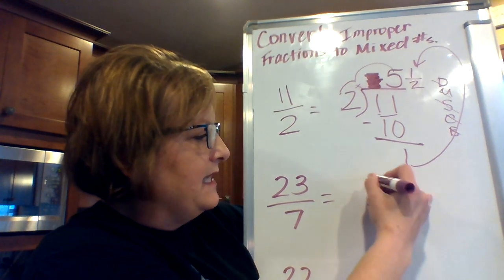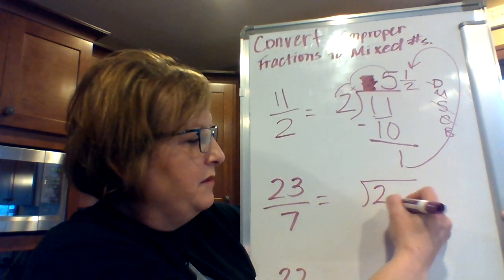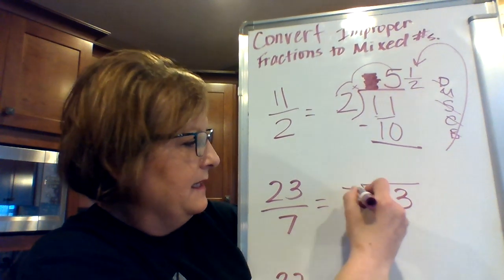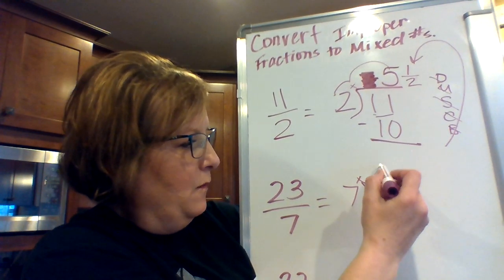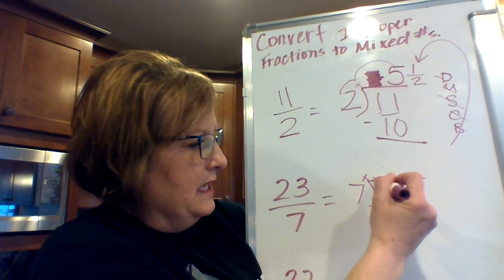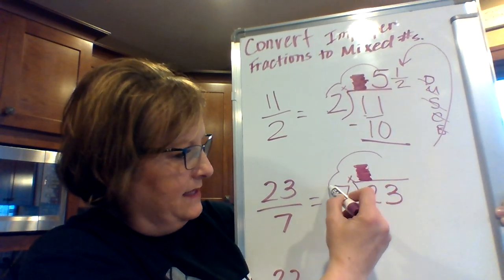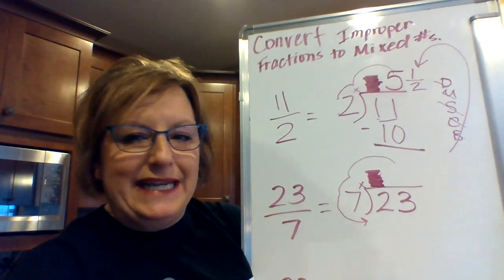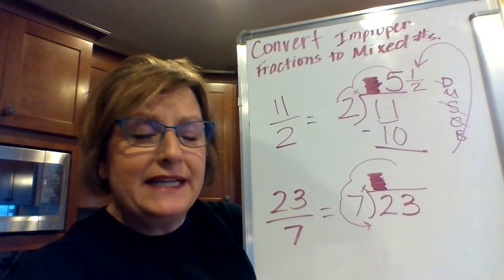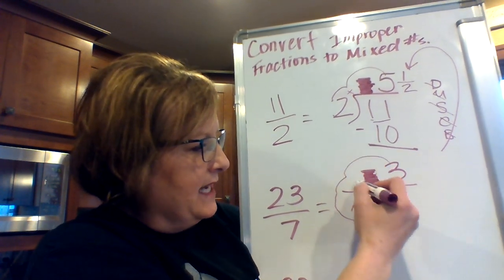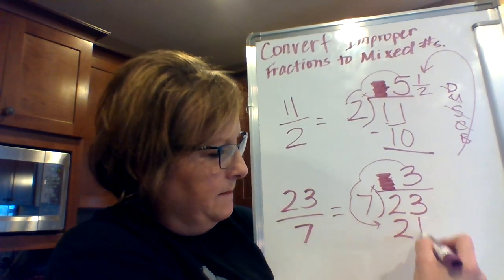23/7. I'm going to take my numerator and put it inside my division sign. What times 7 equals 2? Nothing, so I'm going to skip that place value. What times 7 gets me close to 23? Or 23 divided by 7? 3. 3 times 7 is 21.